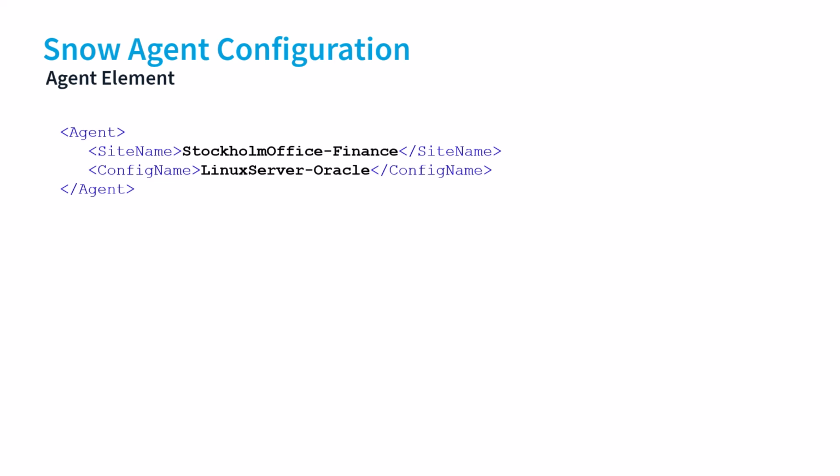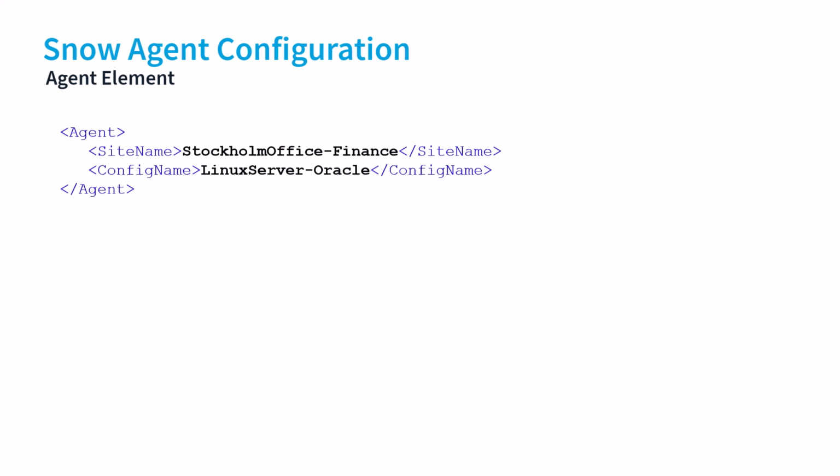Use the site name to specify a location or department. For example, Stockholm office, or finance, or a combination of them both if you want to be really granular, Stockholm office-finance. And use the config name to identify a unique agent configuration and operating system. You will probably find that you want to create more than just one agent package, depending on the type of computer the agent will be installed on.